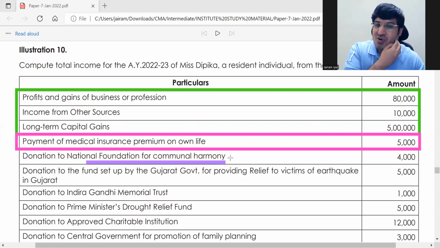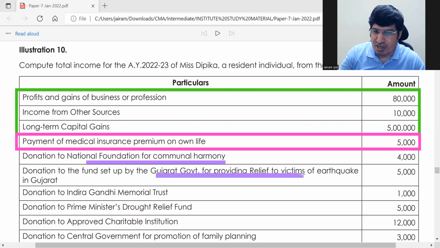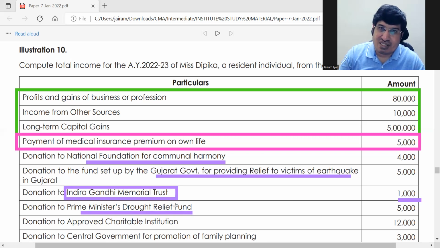Okay, just remember only minority community and temple mosque, that was in category B. Okay, this is category A, and Gujarat government for victims of earthquake has come, so no need to think ahead. Category A. Okay, Indira Gandhi, category A, but 50%. Okay, Prime Minister's drought relief fund, we had seen drought, correct? Whenever the floods create more havoc than drought. Okay, so drought is 50%, but is category A.